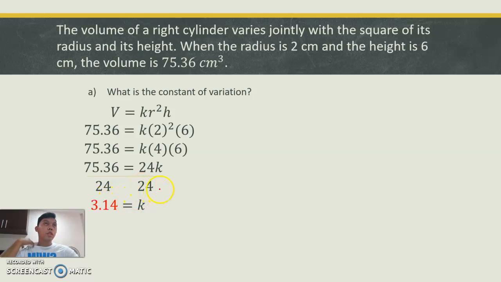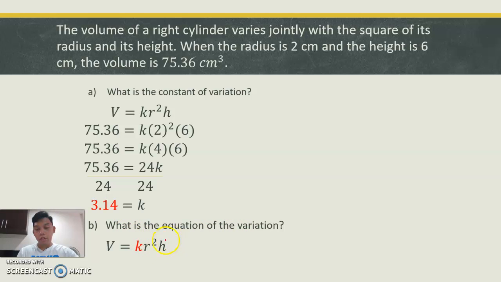Most likely, 3.14 is just equal to what? 3.14 is just equal to pi. Remember pi? So it's quite familiar to you. Most likely the symbol will be used, but there are times that the value 3.14 is used. So in this case, what is the equation of the variation? It's V equals pi, or 3.14, r squared h.